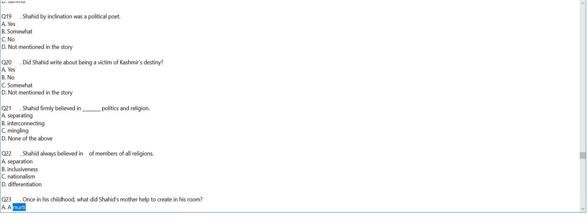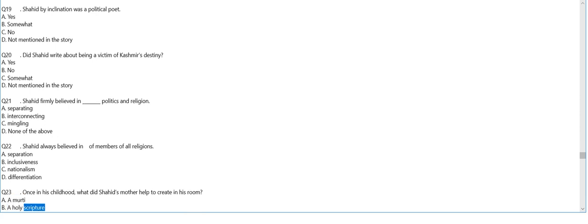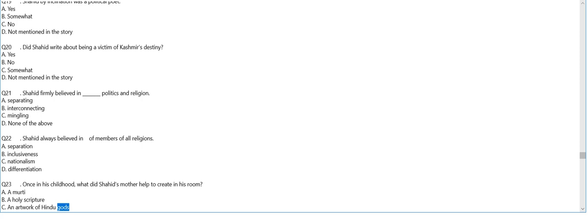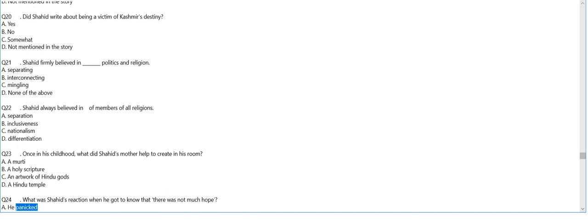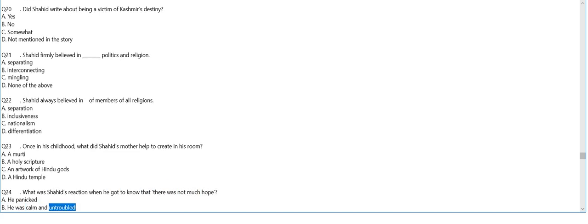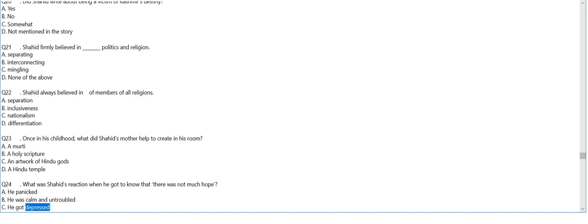Q23. Once in his childhood, what did Shahid's mother help to create in his room? A. Murthy. B. A holy scripture. C. An artwork of Hindu gods. D. A Hindu temple. Q24. What was Shahid's reaction when he got to know that there was not much hope? A. He panicked. B. He was calm and untroubled. C. He got depressed.